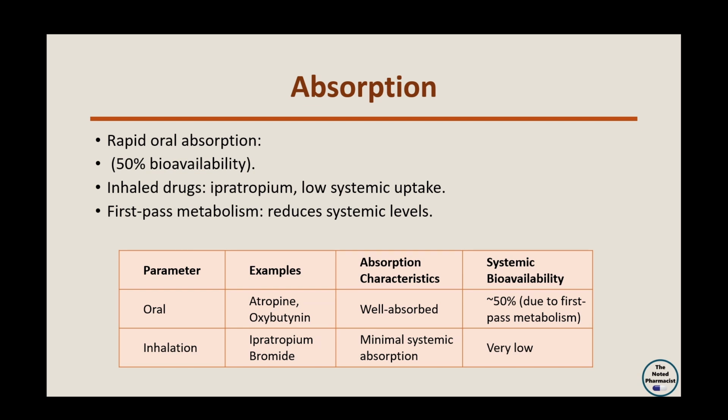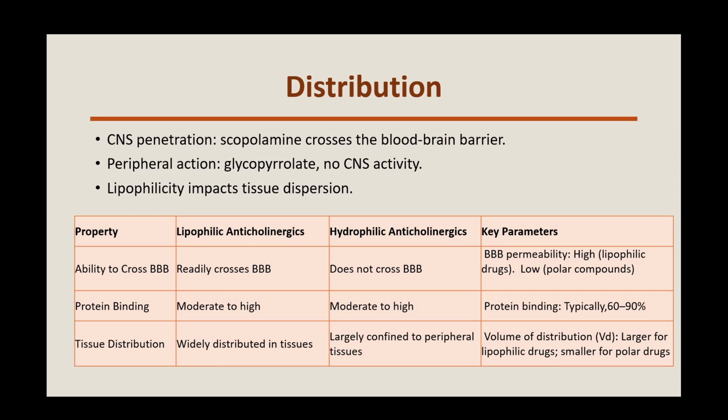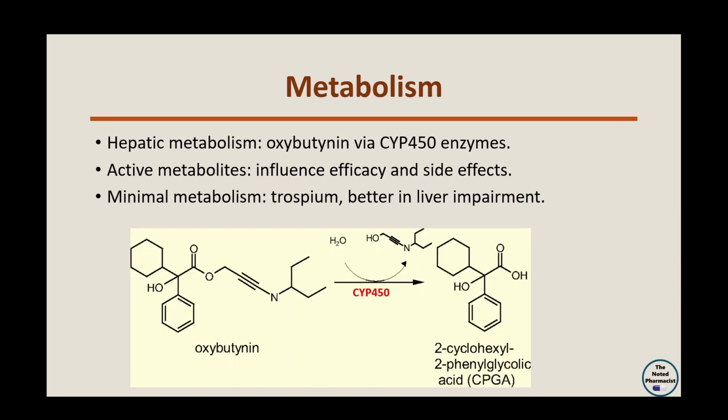Distribution: the distribution of anticholinergic drugs varies significantly, influenced by their lipophilicity and protein binding. Lipophilic drugs such as scopolamine readily cross the blood-brain barrier, leading to central nervous system (CNS) effects such as sedation. In contrast, quaternary ammonium compounds like glycopyrrolate, due to their polar nature, remain largely confined to peripheral tissues and have negligible CNS activity.